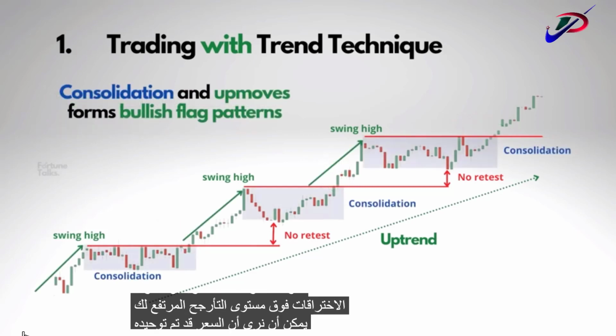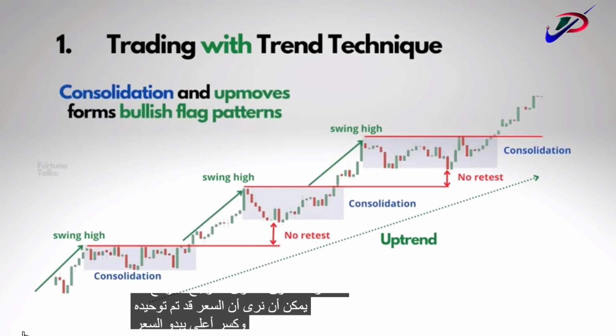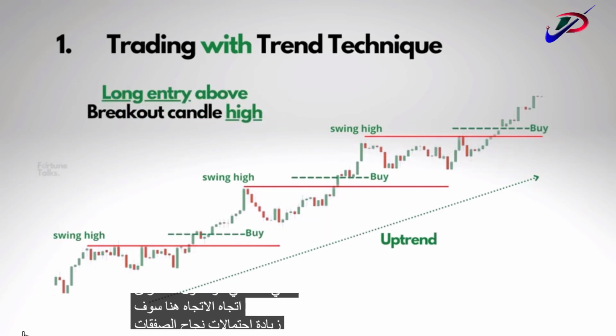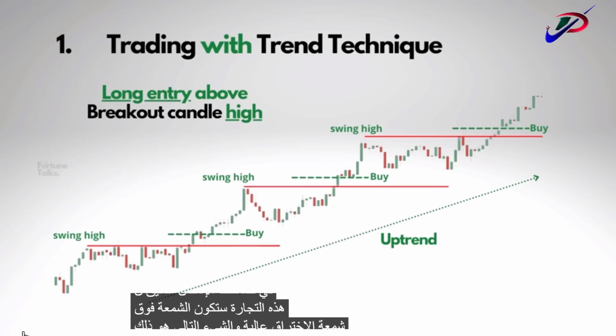You can see that the price has consolidated and broke higher. The price looks like it is forming a flag pattern. Then you could possibly trade higher from it. In this case, the trend is in your favor. So the ideal thing is to trade the breakout in the direction of the trend. Here you will increase the odds of the trades working out in your favor. The exact entry for this trade would be the candle above the breakout candle high.